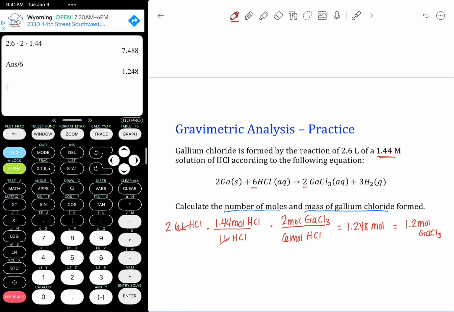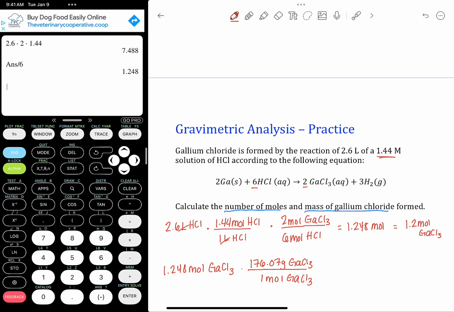The next part of this problem now asks us to find the mass of gallium chloride, which we are fully capable of doing. We've done this multiple times in other chapters, where if we know moles, we can find mass by using our molar mass. So we take our 1.248 moles of gallium chloride, and we're going to multiply it by our molar mass, which we can find from our periodic table. We put moles on the bottom so that they cancel, mass on the top so that we're left with grams. So we're going to take that value, that 1.248, we're going to multiply it by 176.07.